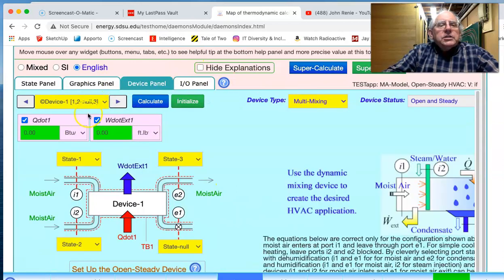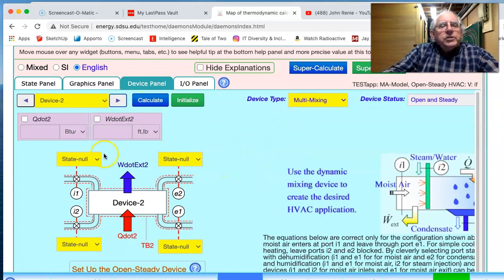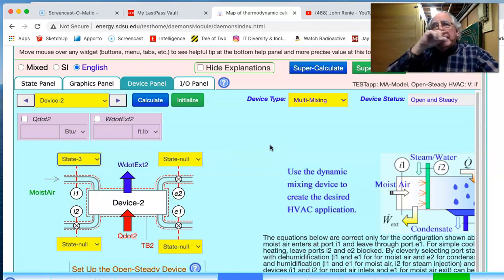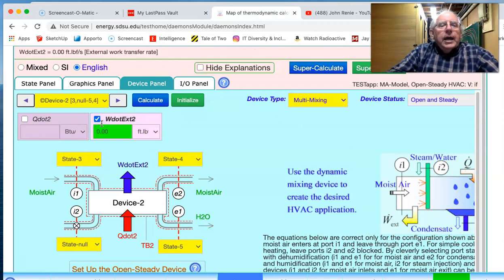We're now able to set up a second device panel, and this device panel is going to be the state 3 coming in. This is just the device that was called the conditioning unit. State 3 coming out, state 4 coming out, along with state 5. So we see that it's moist air plus the water vapor, and that's the condensate. And then there's no work, and this then should calculate for us.